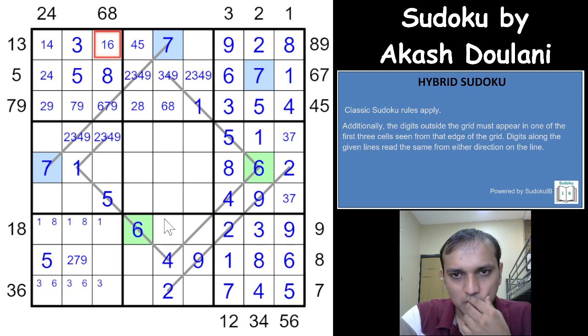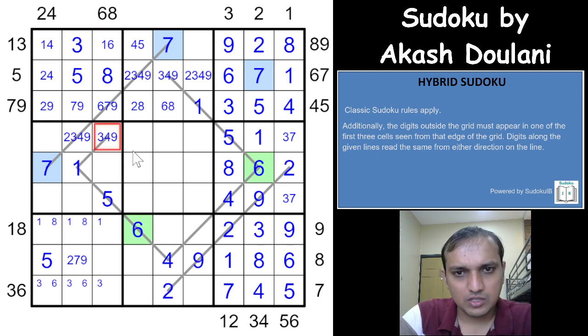Yeah. So the palindrome thing is actually easy now. 3, 4 and 9. 4 also cannot be here. So 4 cannot be here. 3 and 9. This cell is not a 9.